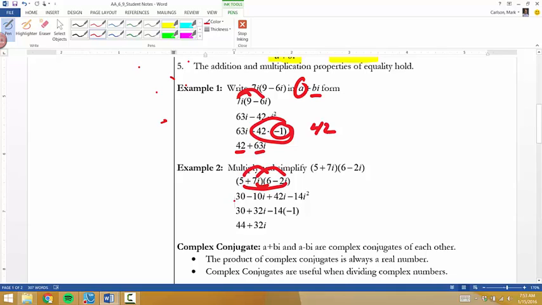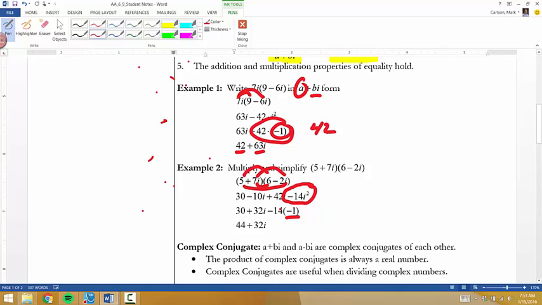If I take my firsts, I get 30. My outers, I get negative 10i. My inners, I get positive 42i. And then finally, my last term, 7i times negative 2i, gives me a negative 14i squared. Now, anytime you get that i squared, we have to remember that that's equal to negative 1. And negative 1 times 14 is negative 14.